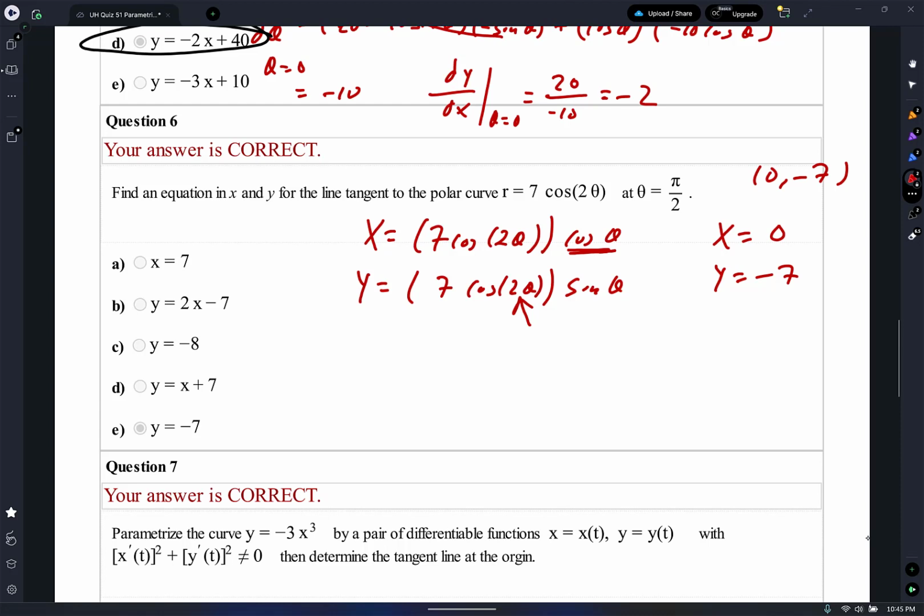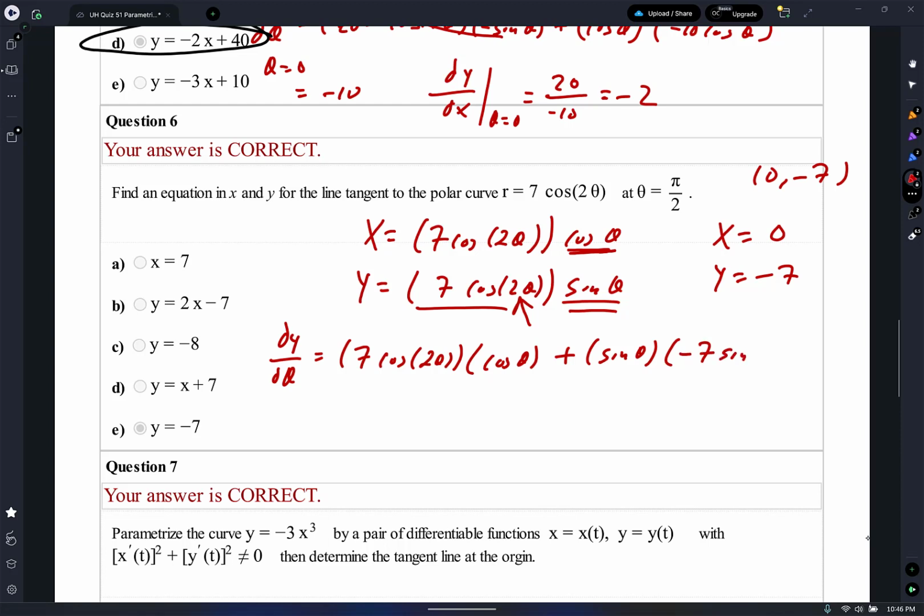All right, and now let's find out our slope. So let's do dy d theta over dx d theta. So dy d theta equals, so I'm doing product rule again, guys. First, 7 cosine 2 theta times root of the second, root of a sine is cosine theta, plus second sine theta times root of the first. Root of a 7 cosine 2 theta is going to be negative 7 sine 2 theta times 2. So let's see what we get.